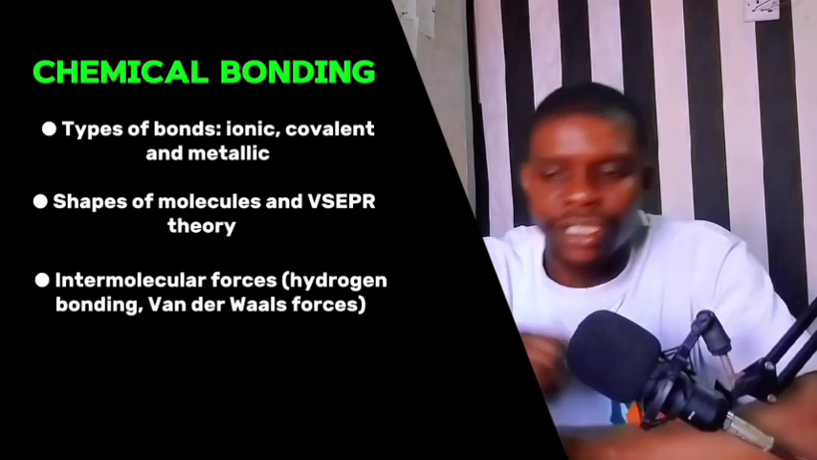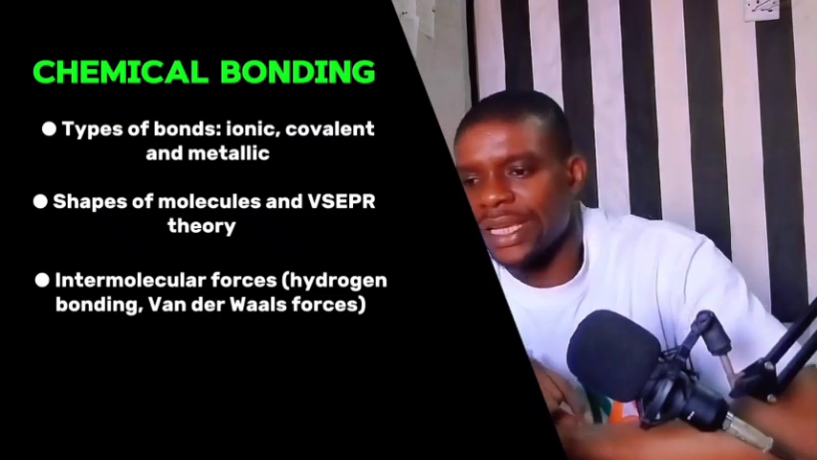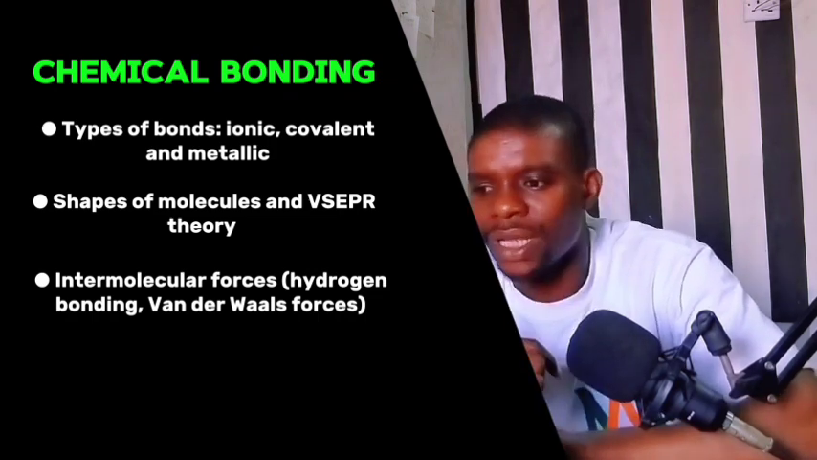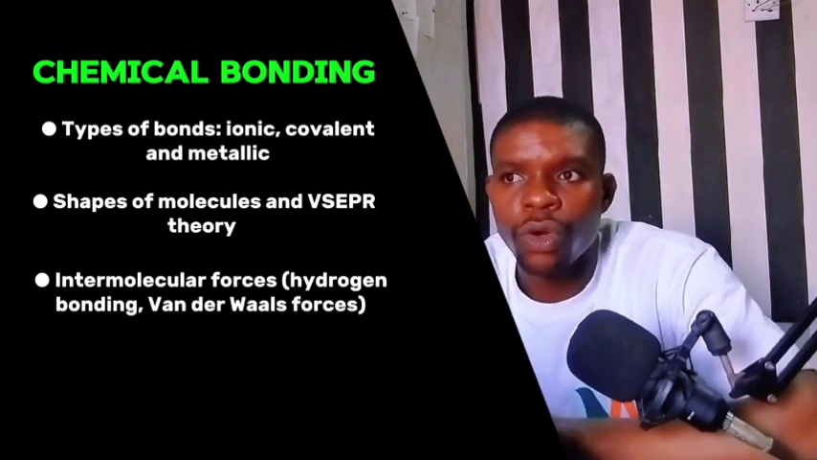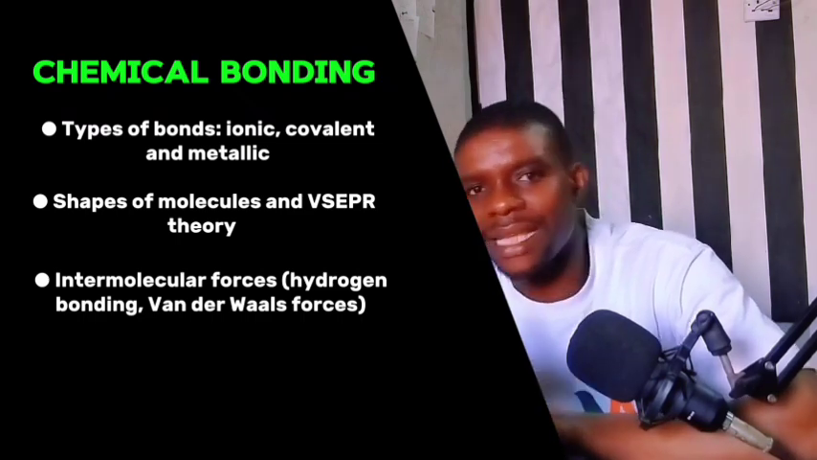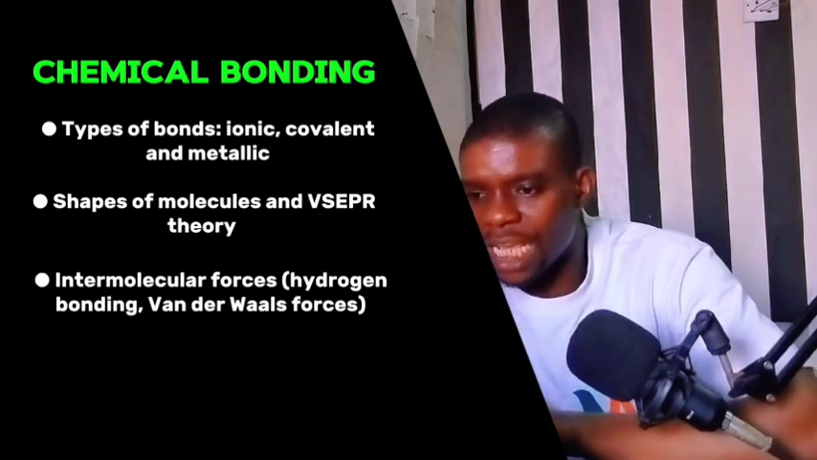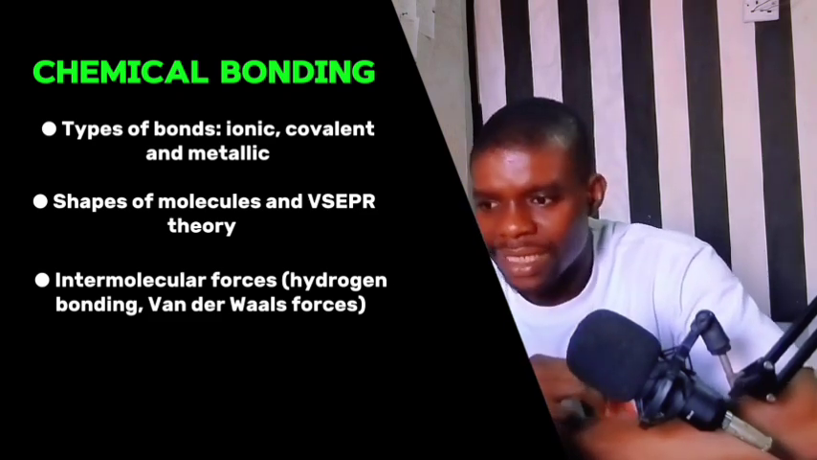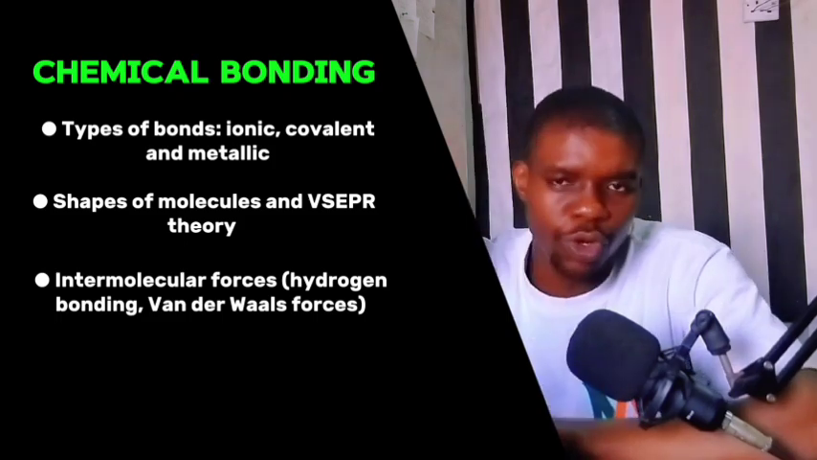The third topic here is chemical bonding. Very important. Types of bonds: you need to understand ionic bonds, covalent bonds, and metallic bonds. You also need to understand coordinate bonding. These are the things JAMB normally asks. Next are shapes of molecules and VSEPR theory. You need to understand the shape of molecules. There are also intermolecular forces, hydrogen bond, and van der Waals forces. These are the things you need to cover under chemical bonding.